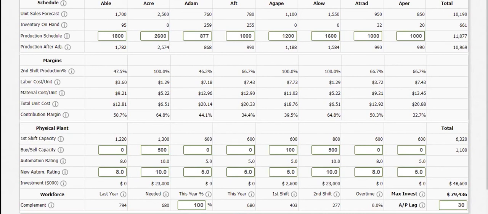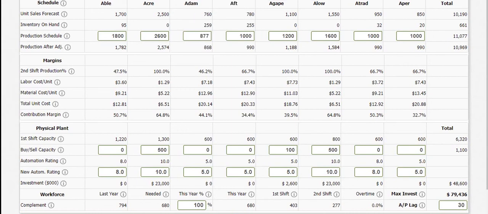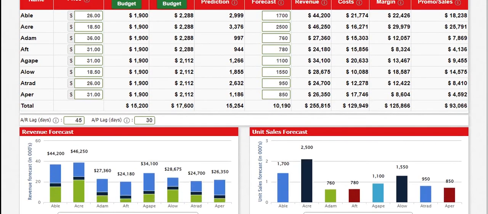As you can see, if we go back to pricing and forecast, we have also increased our prices for Eka to 18.5 and also for Alu to 18.5 to accommodate lack of capacity as we wait for our capacity to increase in the coming round.